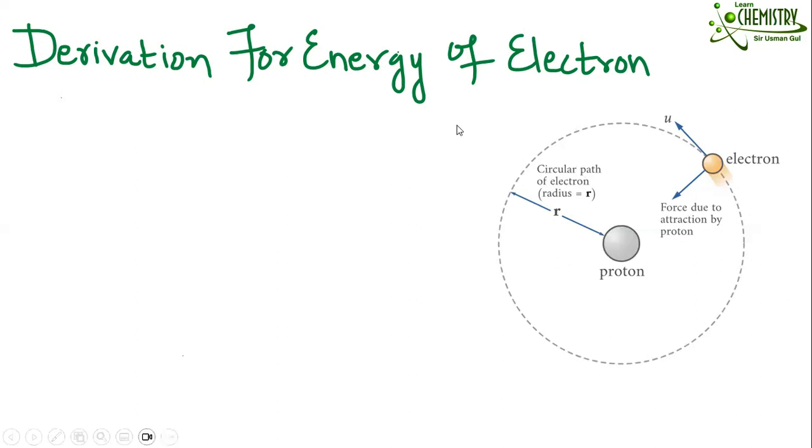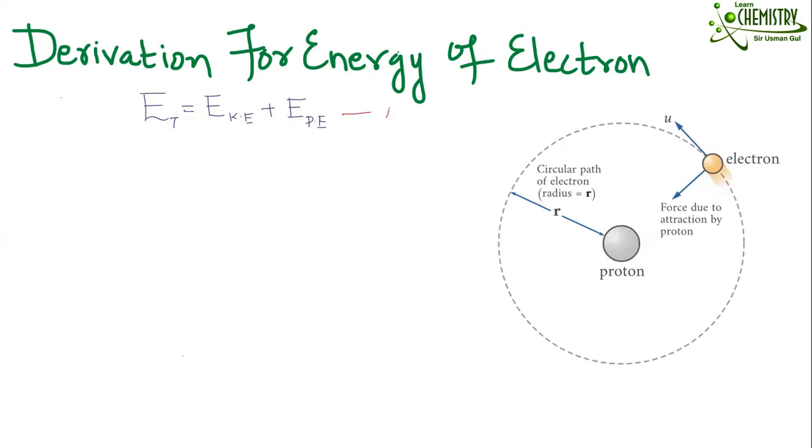One force is due to the attraction of proton and electron, that is called the electrostatic force, and due to that force, the electron revolves around the nucleus with the centripetal force. So right now in this derivation, I will derive the formula of energy. First we will write the formula of total energy: E total equals kinetic energy plus potential energy. So first we need the formula of kinetic energy and the potential energy.